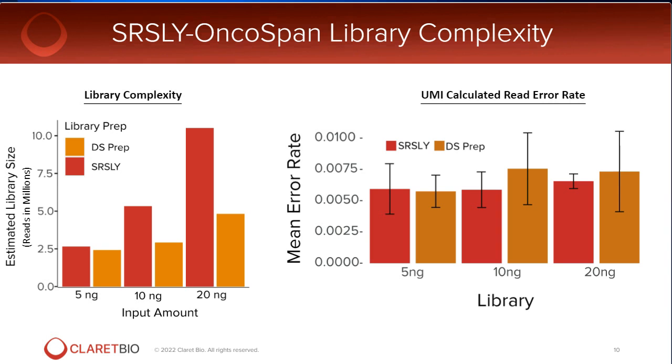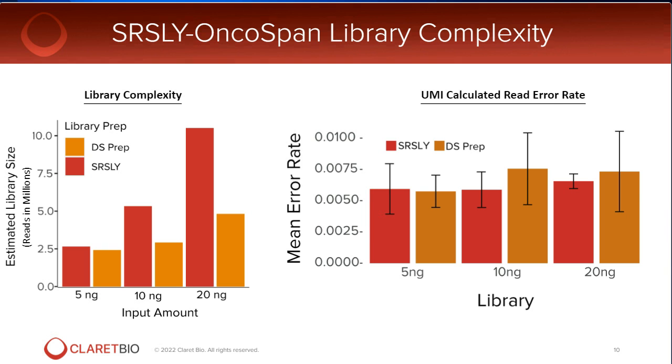The next thing we looked at was the FGBio UMI estimated error rate between the different libraries, and the coloring scheme is the same for the SRSLY and double-stranded prep in this figure, as well as the input on the x-axis and the mean error rate on the y-axis for the preps across all of the UMIs and all of the reads. And what's basically seen here is that the error rate is low and consistent for all of the preps between SRSLY and the double-stranded prep.